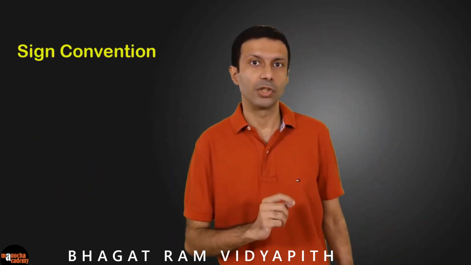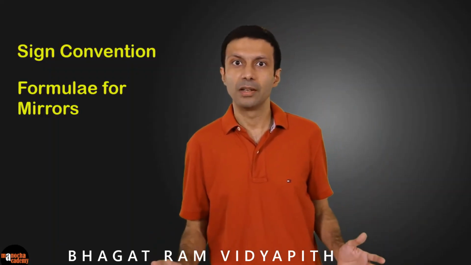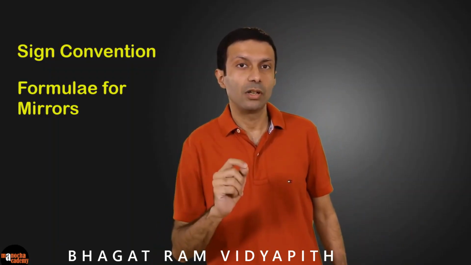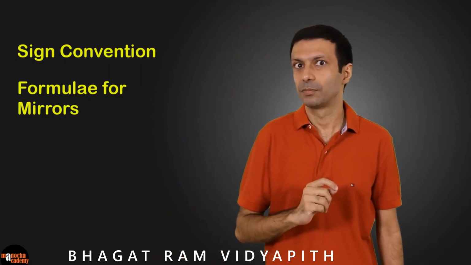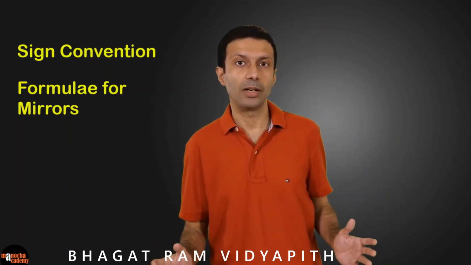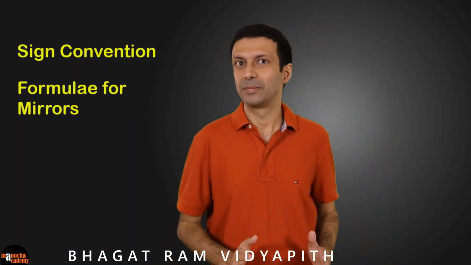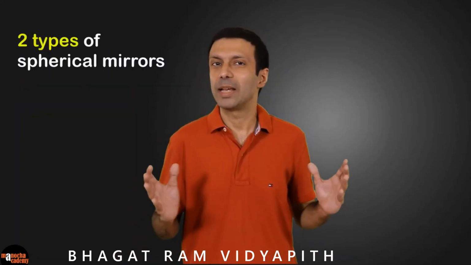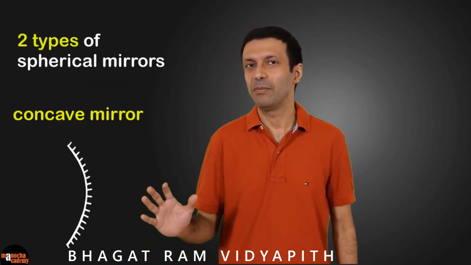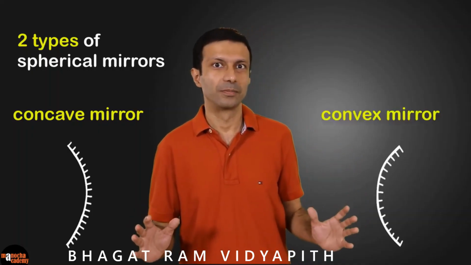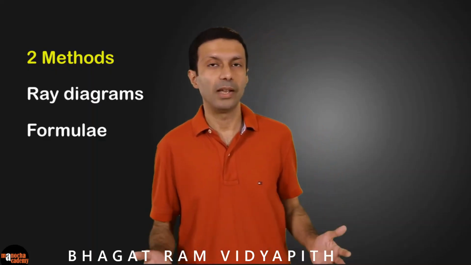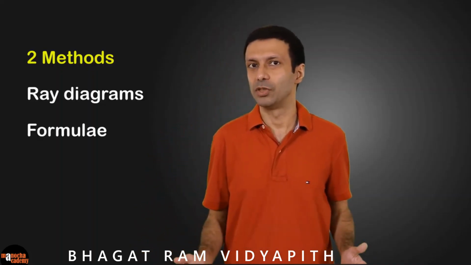In this video, we are going to learn a completely different approach. We are going to look at sign convention and some formulae for mirrors that will help us predict the nature and position of the image. We'll see how to apply these formulae by looking at some examples. Remember, there are two types of spherical mirrors, concave mirror and convex mirror. The two methods that we talked about, ray diagrams and formulae, will give us the same answer for the nature and position of the image.